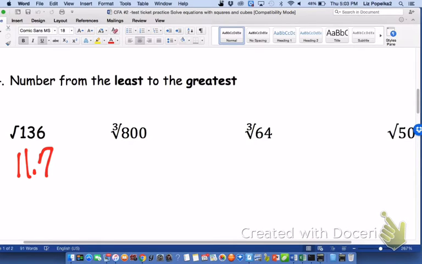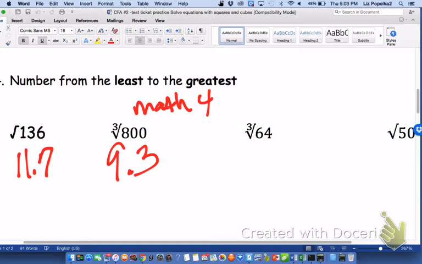For the second one, I'm going to do the cube root of 800. Oops, sorry, I had to pause that for a second because I had a visitor, so I forgot where I left off. But I'm just going to say the cube root of 800. Remember on my calculator, I just need to hit math 4 and then put in 800. The cube root of 800 is around 9.3.